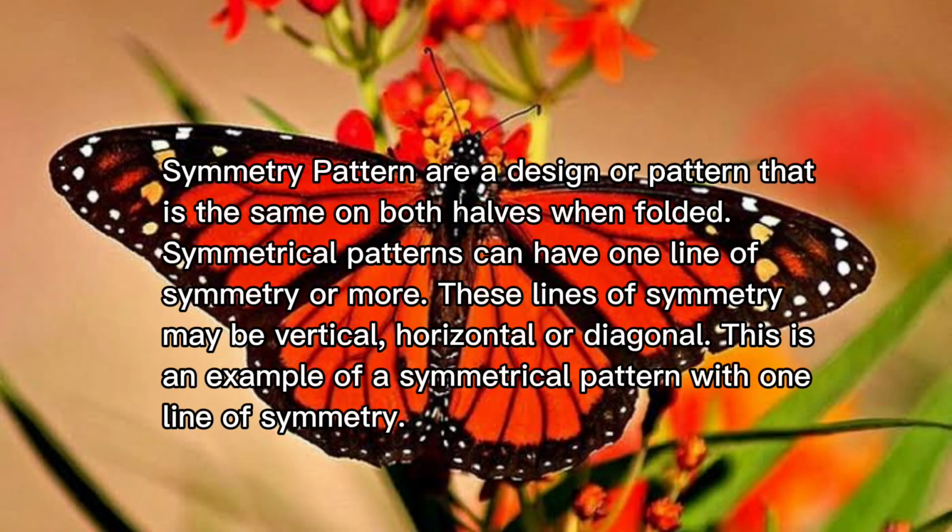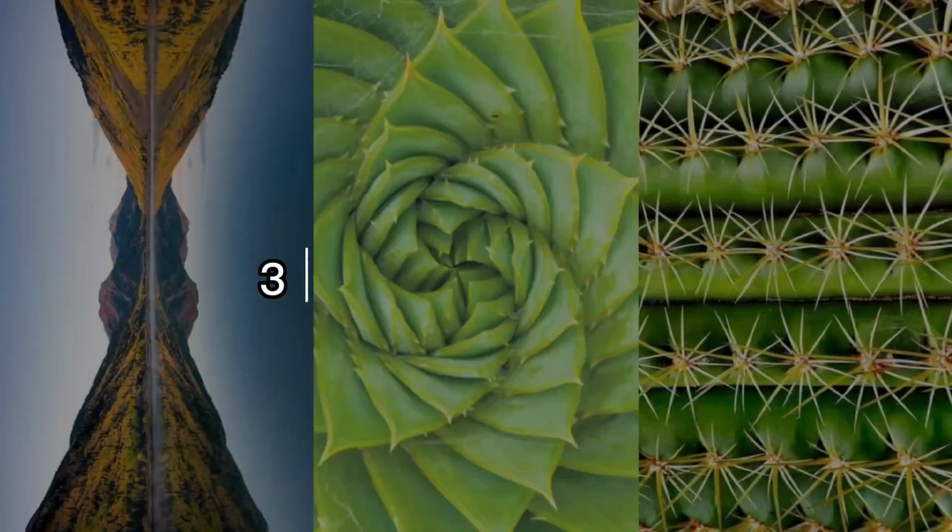Symmetry patterns are a design or pattern that is the same on both halves when folded. Symmetrical patterns can have one line of symmetry or more. These lines of symmetry may be vertical, horizontal, or diagonal. This is an example of a symmetrical pattern with one line of symmetry.